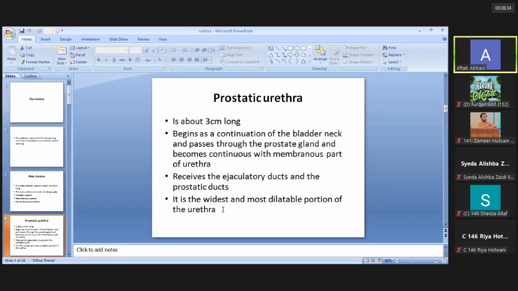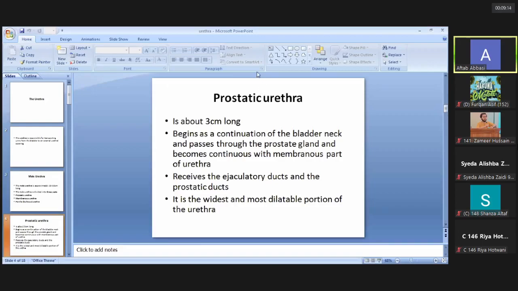The first part, the prostatic urethra, is named because of its relationship with the prostate gland. On either side of this prostatic urethra, the prostate gland is located. This part of the urethra is about 3 centimeters long and begins as a continuation of the neck of the urinary bladder. It passes through the prostate gland and then continues as the membranous part of the urethra. So superiorly, it is continuous with the neck of the urinary bladder, and inferiorly, it continues as the membranous part of the urethra.